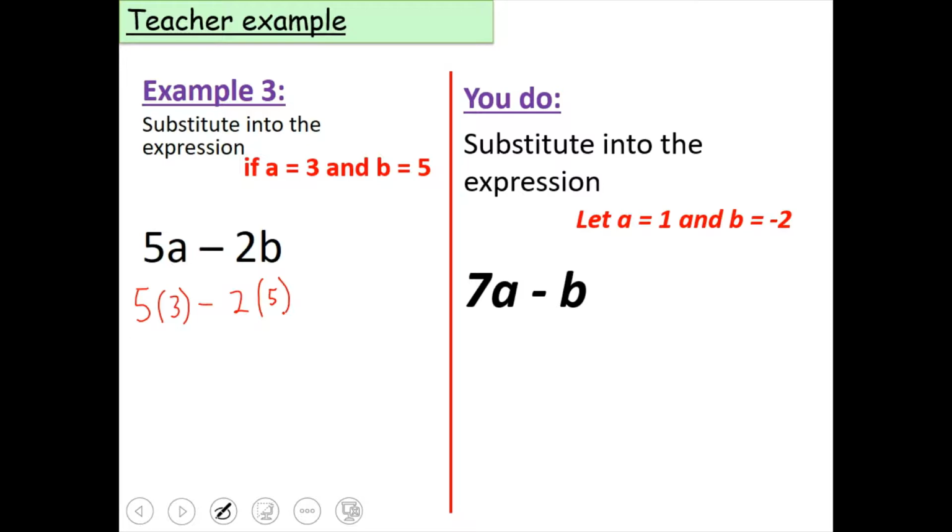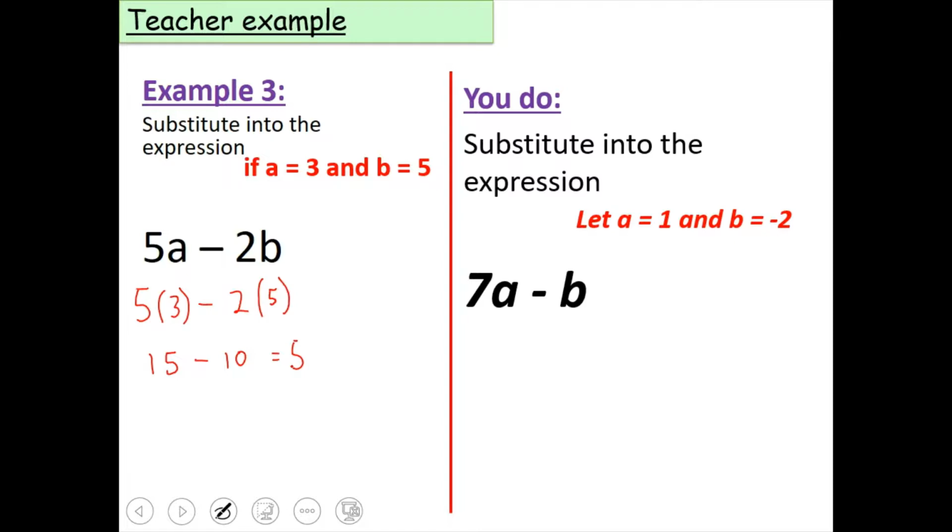So 5 times 3 is 15. Don't forget that minus sign there. 2 times 5 is 10. And we know 15 minus 10 equals 5. And that is my final answer. The way I've set it up there, it's much easier for you to understand.